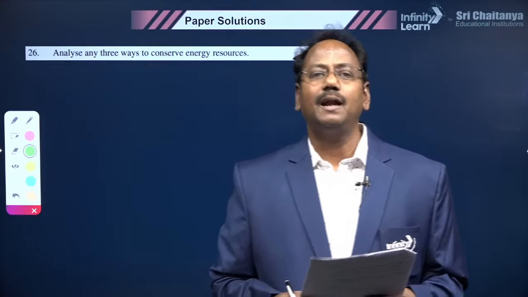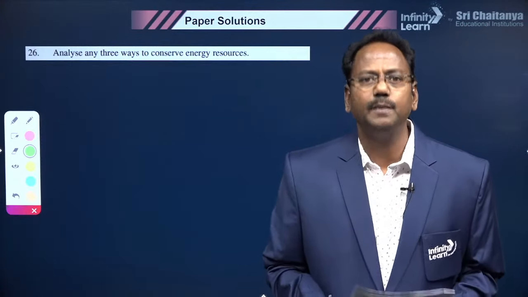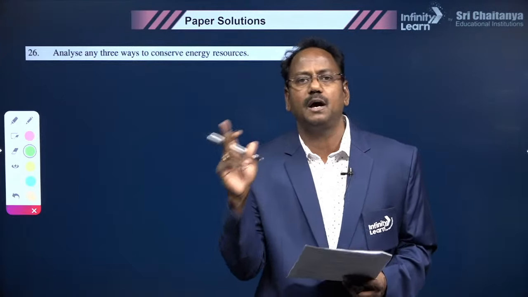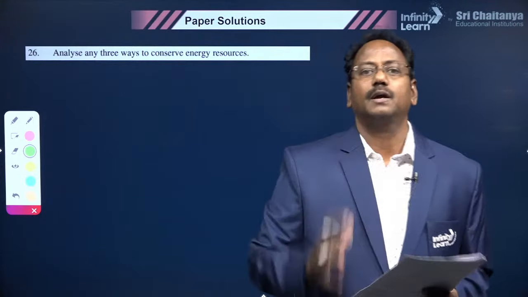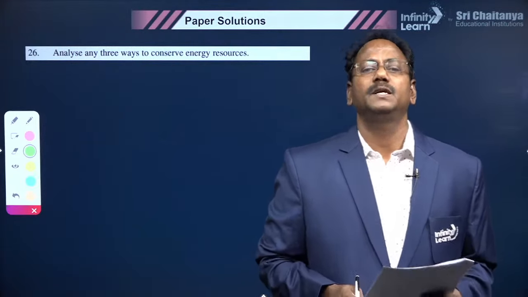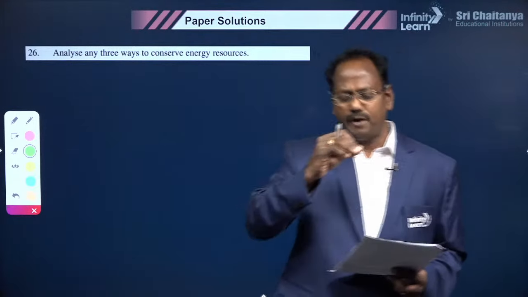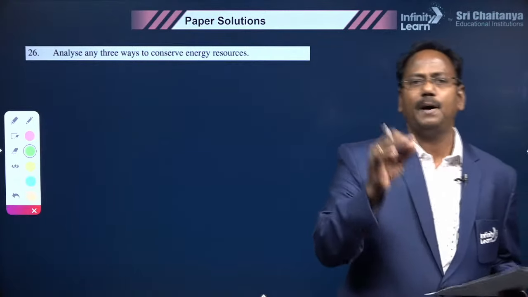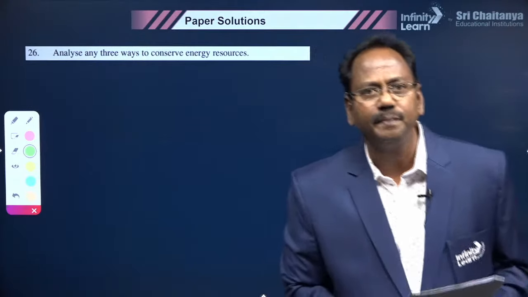And we could also use electric and hybrid vehicles. Today, most automobile companies are looking towards electric cars, electric bikes, electric scooters, right? This is one of the most wonderful options for people if you want to become a part of this conservation of energy, understand?